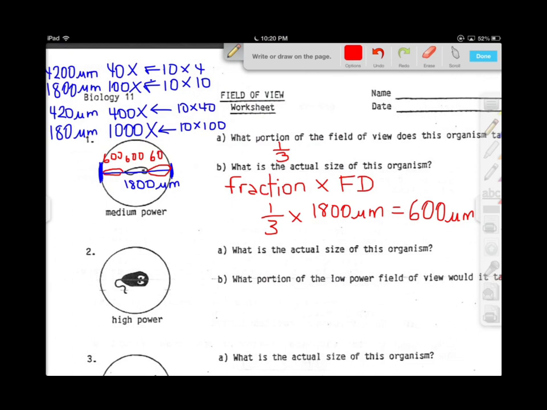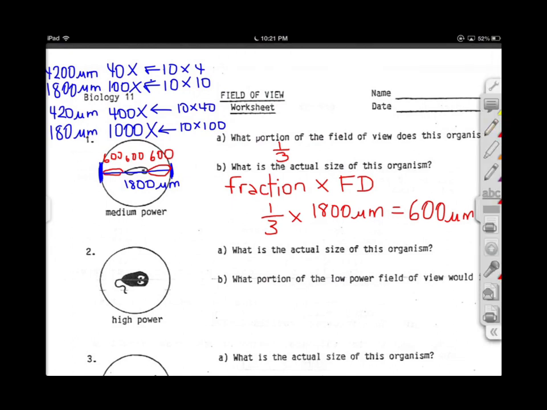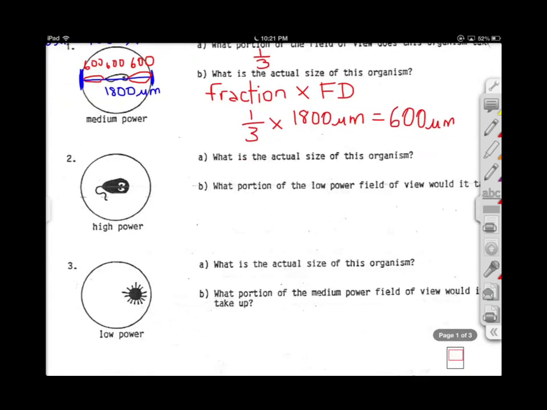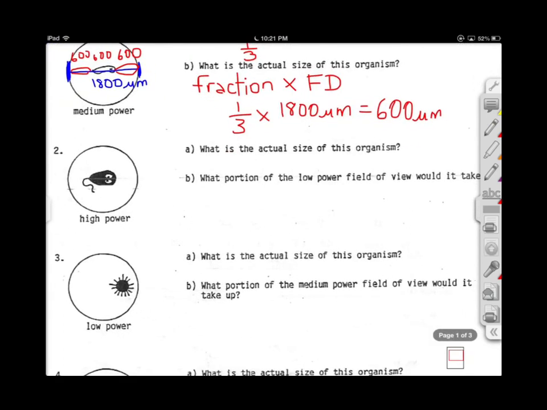Yep, that would definitely add up. If it's 1800 across and 3 would go across, well, one's got to be 600 micrometers. A little standard math there for you. These questions get a little bit more interesting as we move on. Our little friend down here with the eyeballs, he probably takes up between 1/2 and 1/3. Kind of a judgment call.